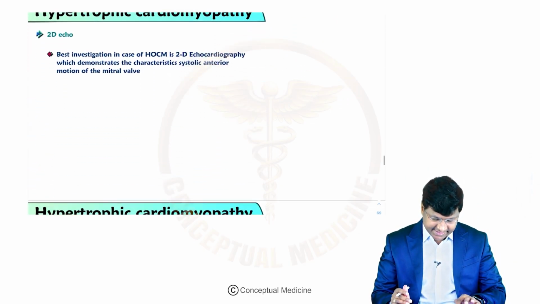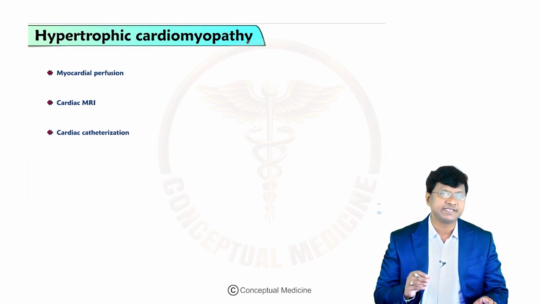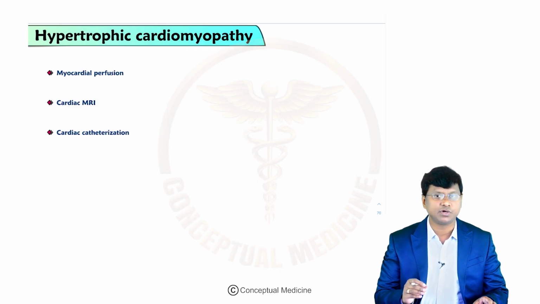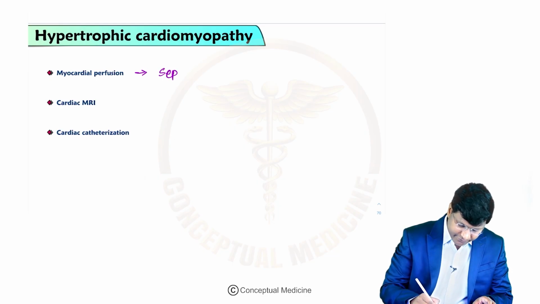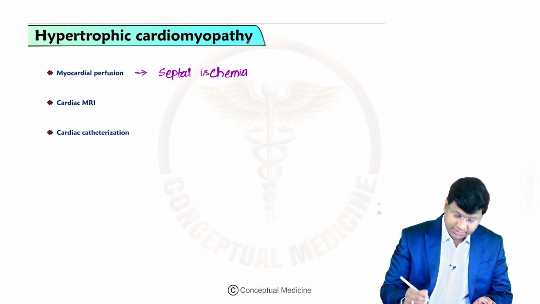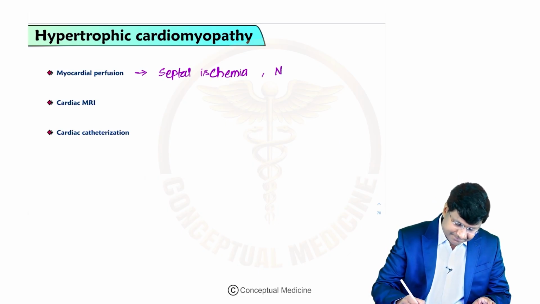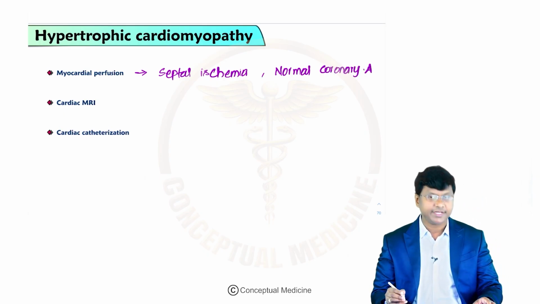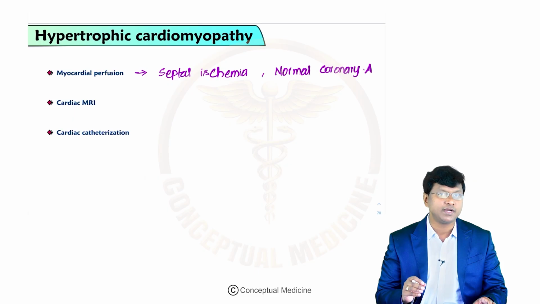Next, the other investigation is myocardial perfusion imaging. Myocardial perfusion imaging may suggest septal ischemia in the presence of normal coronary arteries. Why is that? That is because of increase in the demand and decrease in the flow. But how will the coronaries be? Normal coronary arteries. And what about cardiac MRI? Cardiac MRI confirms the hypertrophy and contrast enhancement.